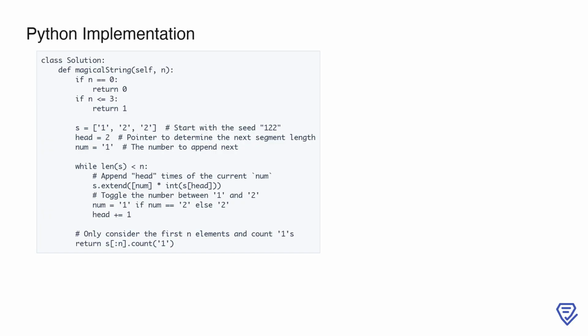4. Count ones. After generating the string, we truncate it to the first n elements and count the occurrences of 1. This approach ensures that we generate only as much of the string as required, making it efficient for large n. The use of a pointer, head, and toggling between numbers keeps the string generation process simple and systematic. The complexity is approximately O(n), as we process each character once.